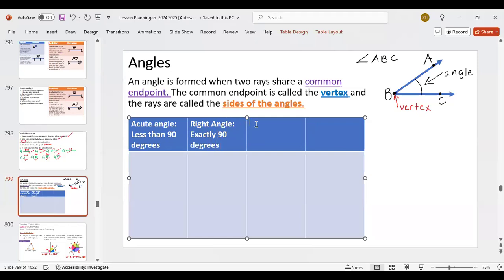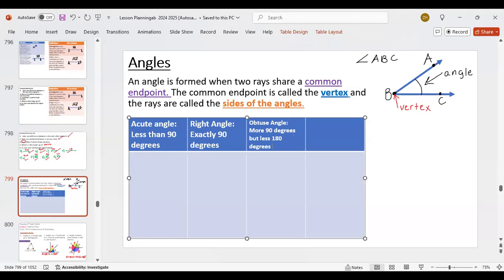All right. And then we have an obtuse angle. An obtuse angle is what? Measured greater than 90 degrees, but less than 180 degrees.